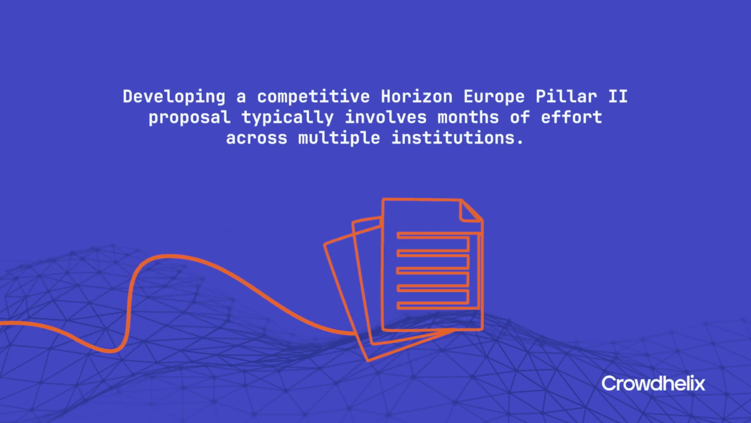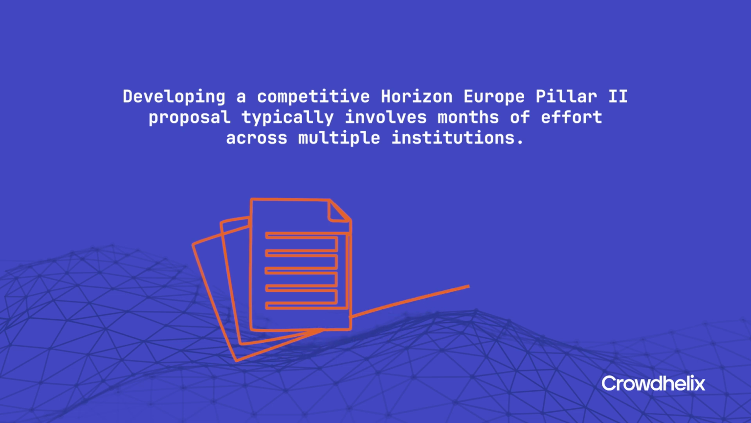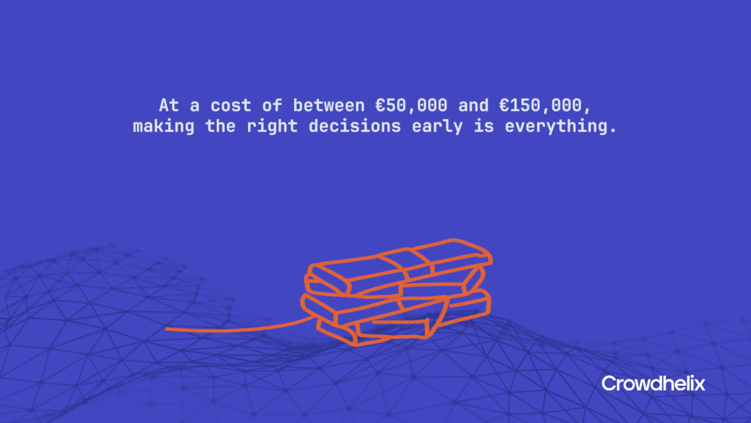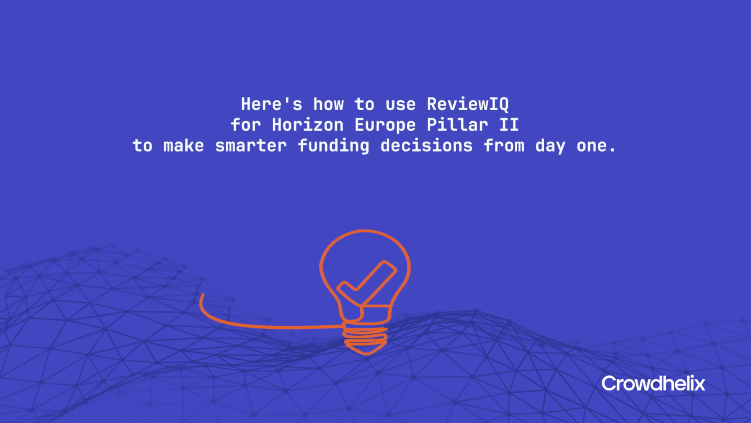Developing a competitive Horizon Europe Pillar 2 proposal typically involves months of effort across multiple institutions, and at a cost of between €50,000 and €150,000, making the right decisions early is everything. Here's how to use ReviewIQ for Horizon Europe Pillar 2 to make smarter funding decisions from day one.